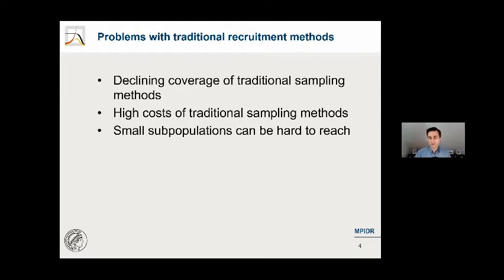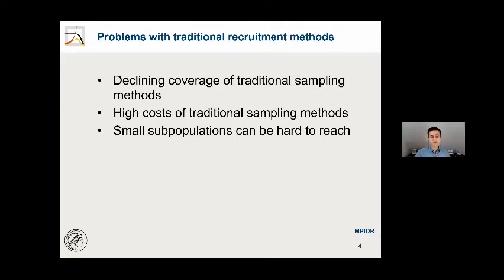sampling via, for example, random digit dialing is becoming more difficult because many people simply don't have a landline anymore. And so it's difficult, for example, to sample households reliably with phone registers because not every household will be listed in the phone register, which leads to not only low participation rates and difficulties with sampling, but also bias possibly in the data that we collect, because those people who have a landline might be different from people or households that don't have a landline.